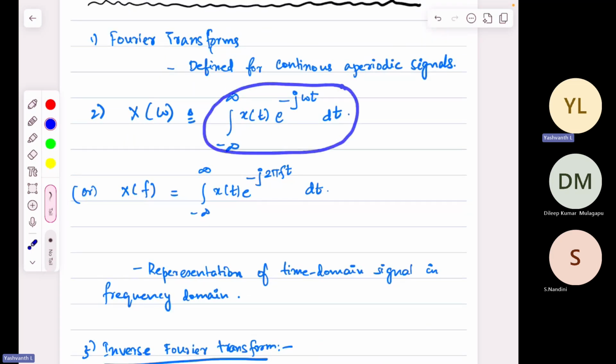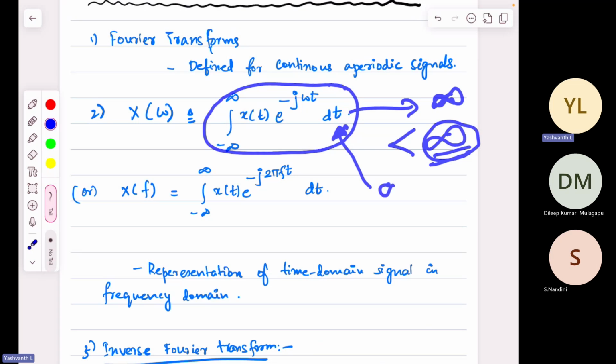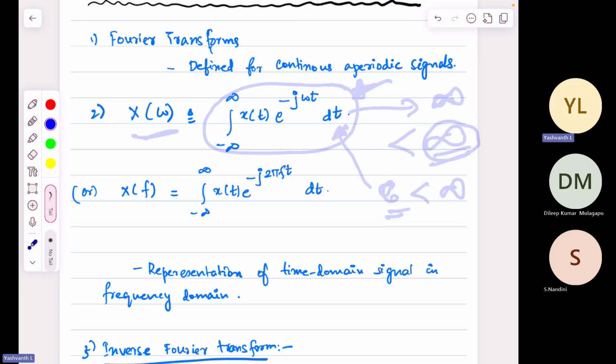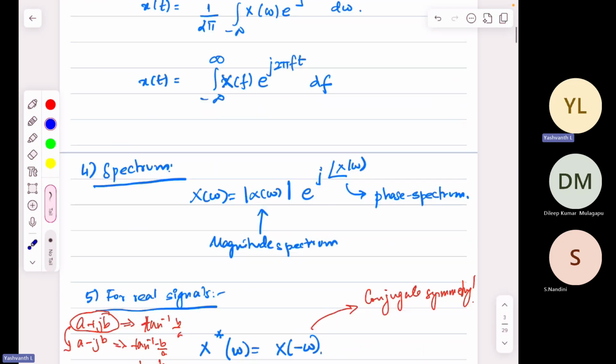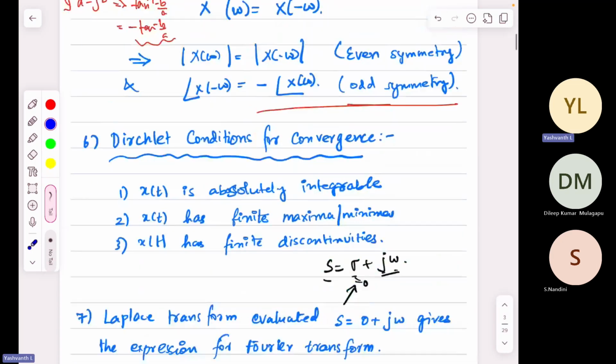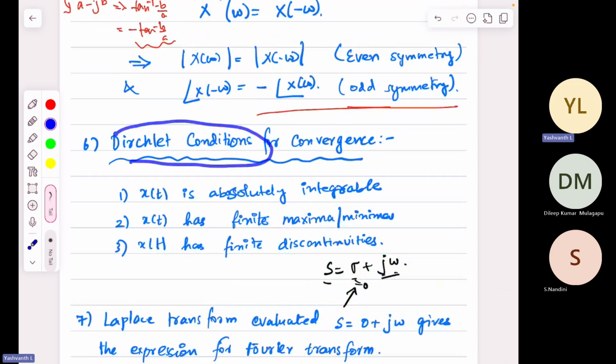This is an integration. It can go to infinity, it can diverge, or it can converge to a finite number less than infinity. Whenever we talk about convergence, we generally think about this tending to some finite number c, which is less than infinity. Now the question is, under which conditions will this Fourier transform integral converge to some finite number? That is given by the Dirichlet conditions.